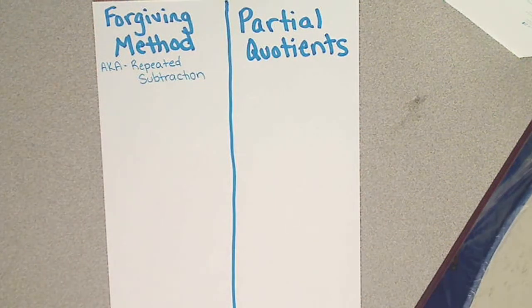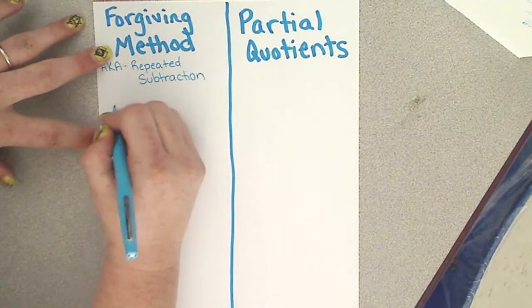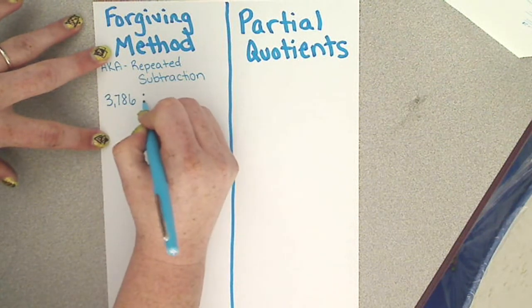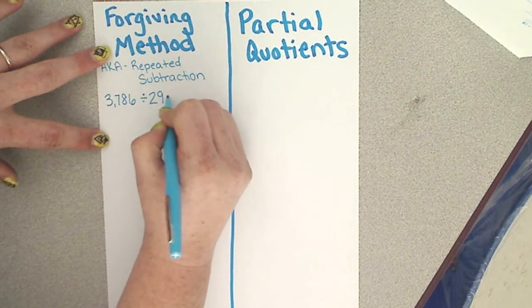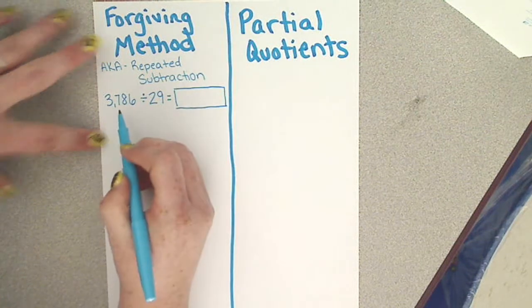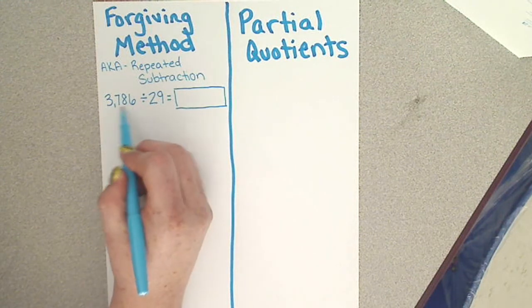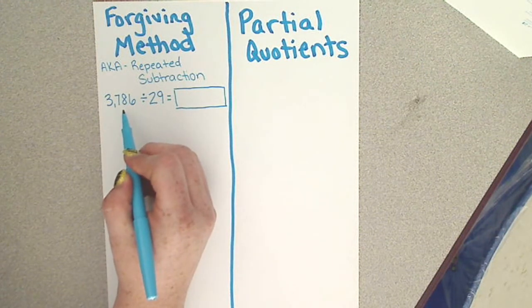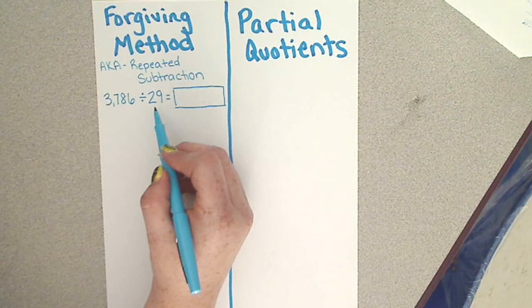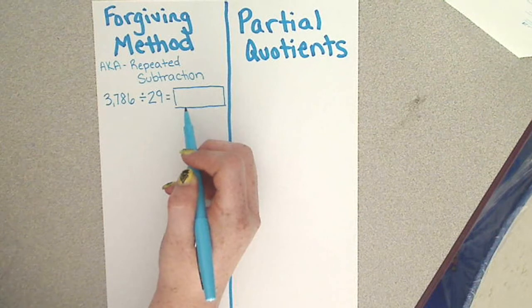Now this one has a fairly simple setup. The problem that we're going to be working with through all of the strategies, so you see the connection, is 3,786 divided by 29. And that is going to give us a quotient. Now, the vocabulary you need to be using. Our largest number, the number that is being divided, is our dividend. The number of groups that we're splitting our dividend into is our divisor, and our answer is the quotient.